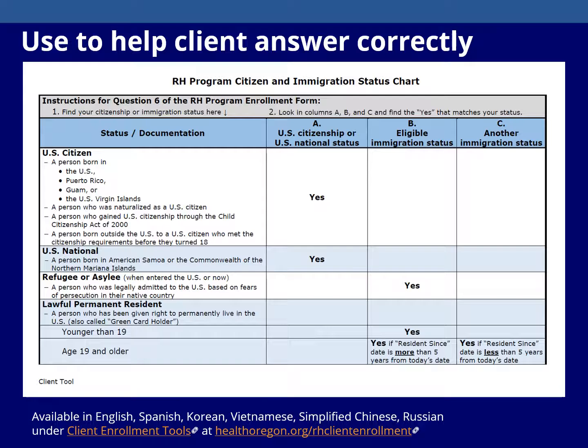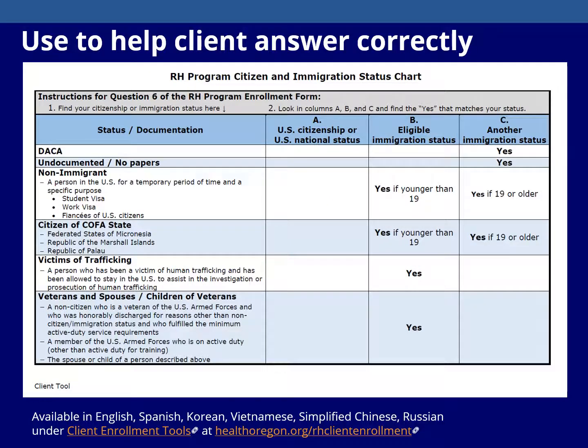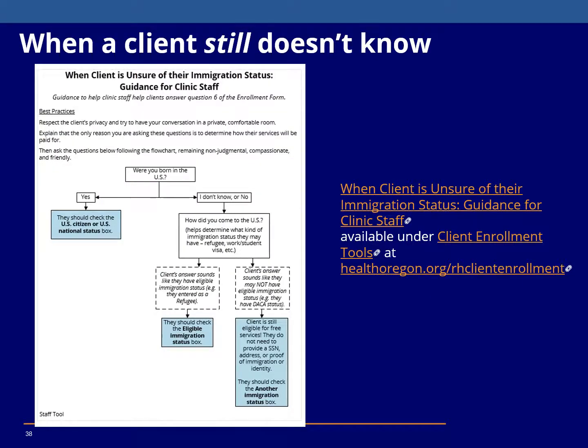So to help both clients and clinic staff, we created this citizen and immigration status chart. It is available on our client enrollment webpage in all the same languages as the enrollment form, and we highly, highly encourage staff to use this chart to ensure that clients have answered the question accurately. And if after looking at the chart, a client still doesn't know how to answer, we have guidance on how to help the client. This is also available on our client enrollment webpage.